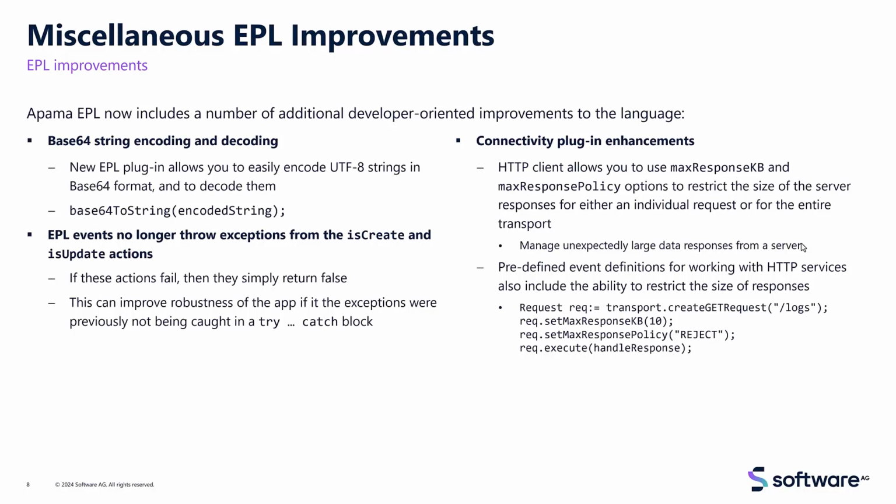And if you're using HTTP connectivity, then you can now use the max response options to restrict the size of the responses coming from the server. So you can manage really large responses from a server that you weren't expecting. And there's a few ways you can use that, either by configuring the transport or within the predefined event definitions, which make working with HTTP a little bit easier from EPL.